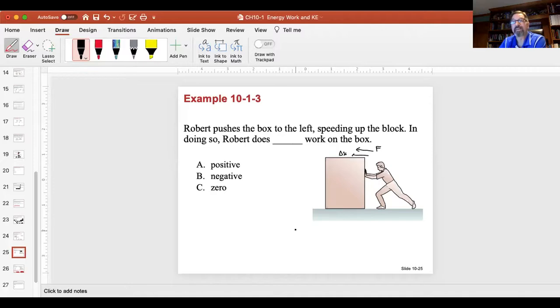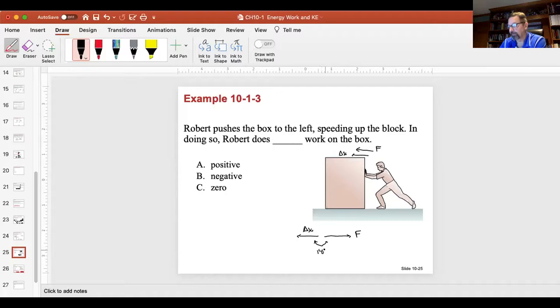By the way, what would negative work look like? What if the thing was moving that way because somebody had given it a shove and he was trying to grab it and stop it from going? So he might put a force that way to try to keep it from going over the edge of a loading dock or something because it was already moving to the left. Well, now what's your angle? Your angle is 180 degrees.